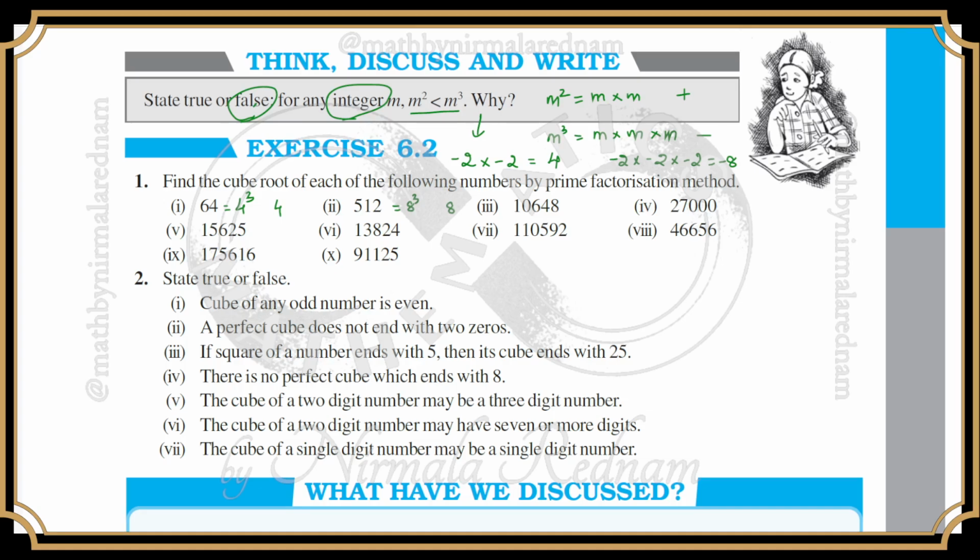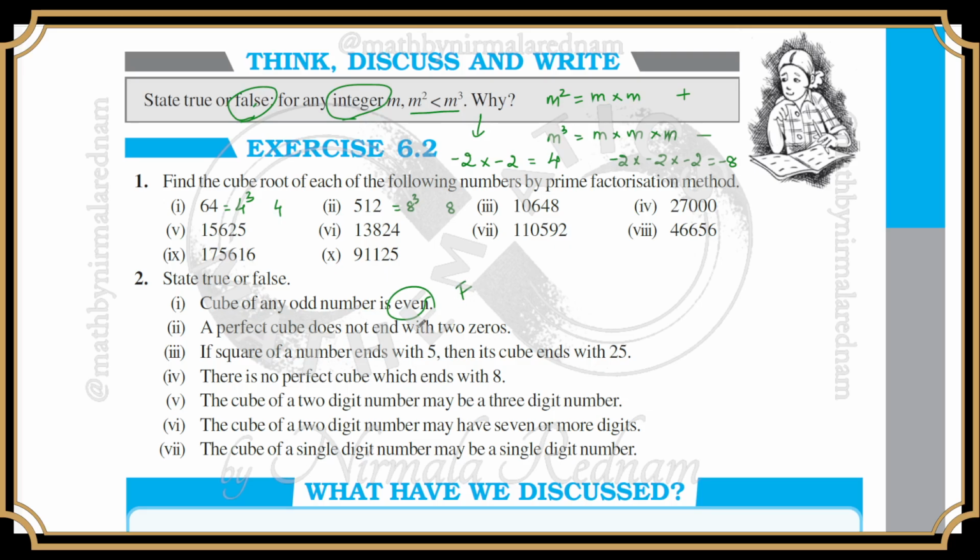And then I have: state whether the following are true or false. We'll do that here itself. The first one: cube of any odd number is even. Is it true? It's not possible, because if it's an odd number, it doesn't have the prime factor 2, and if I don't have a 2, you will not get an even number in the end. So the statement is false.